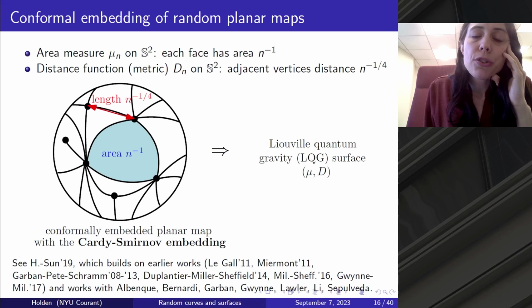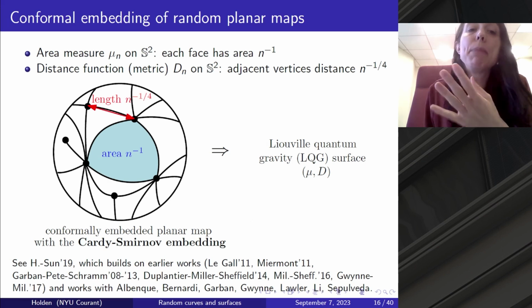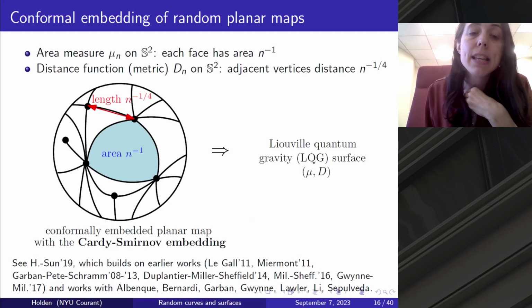So the convergence result that I was just formulating is conjectured to hold in a very broad variety of settings, and it has been proven in just a very limited number of settings. In the setting of uniformly sampled planar maps, it has been proven when we are considering triangulations, and when we do the embedding via what we call the Cardy-Smirnov embedding.